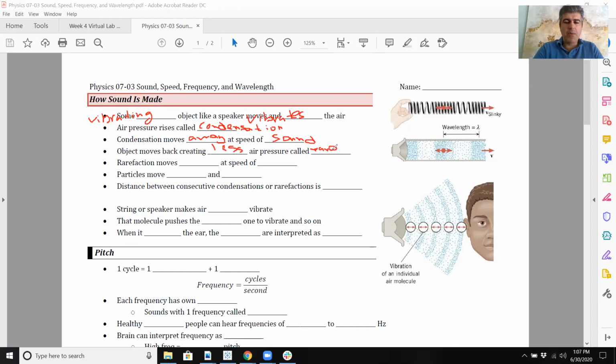Again, we're not doing a test this week, so I'm going to combine the stuff with next week. But I'm not going to really ask these kinds of items here. I'm really more curious about the quantitative stuff. But rarefaction moves away, also at the speed of sound.